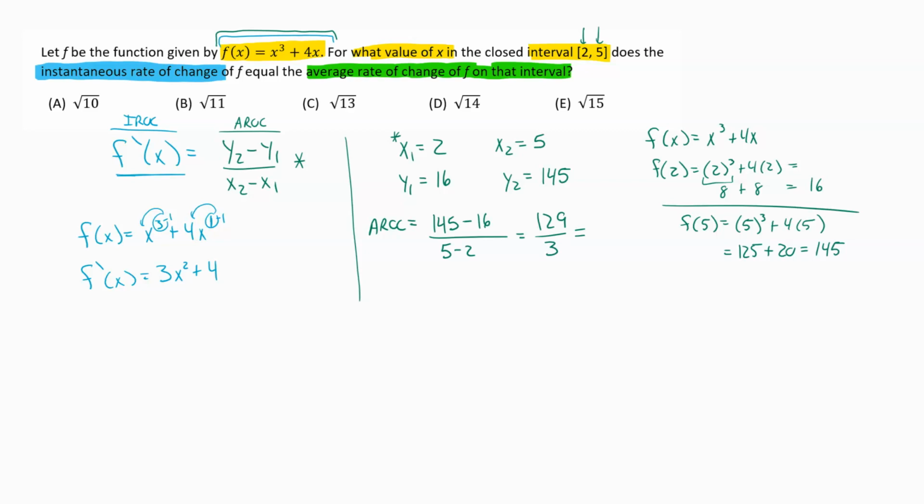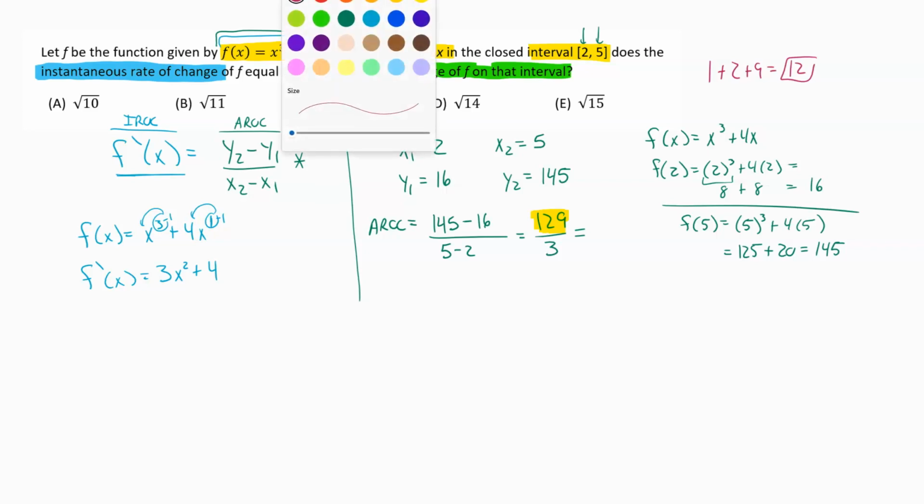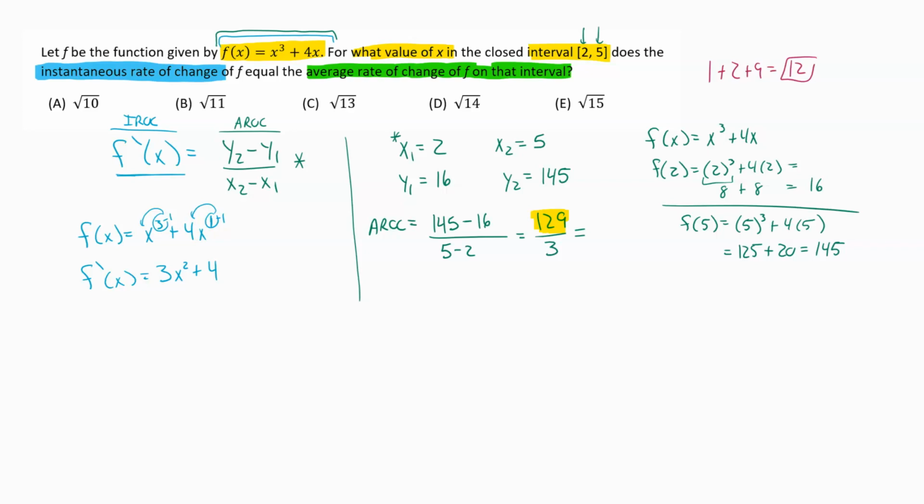You can always quickly tell, this is one of those little math tricks, you can always quickly tell if a number is evenly divisible by 3 if you add up its integers and that number is divisible by 3. So 1 plus 2 plus 9, that's 12. 12 is divisible by 3, so that means 129 is divisible by 3. So 129 divided by 3 would be 43. So our average rate of change is 43.